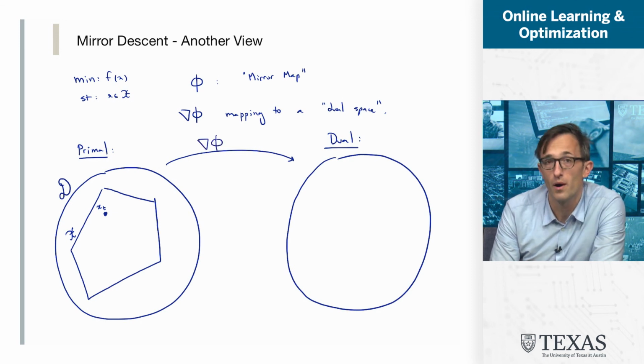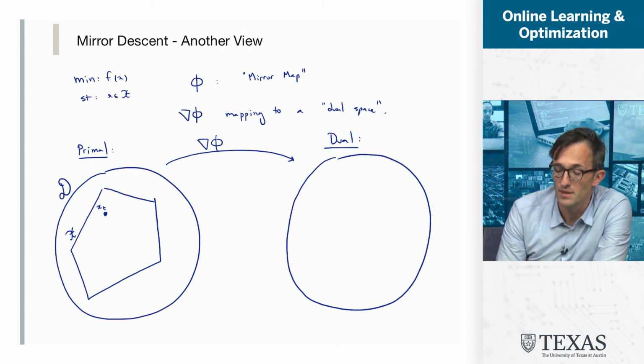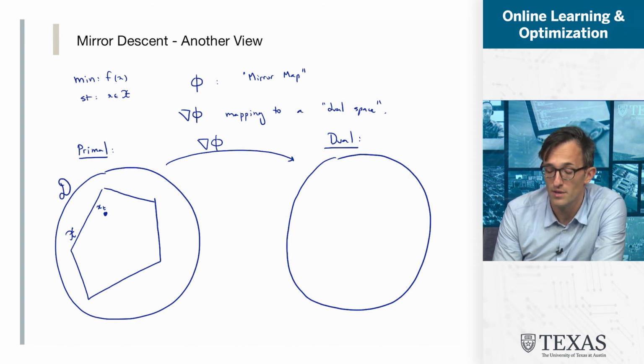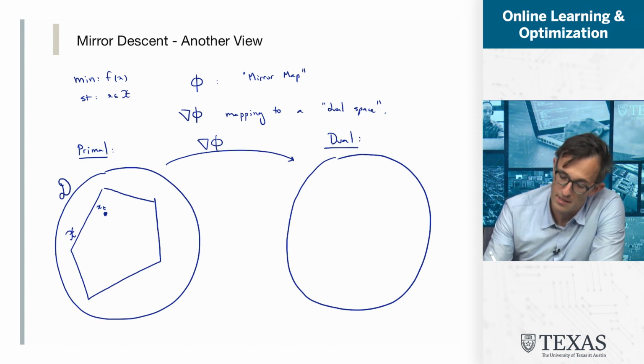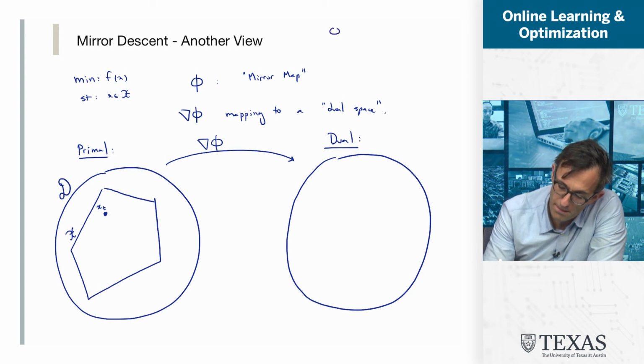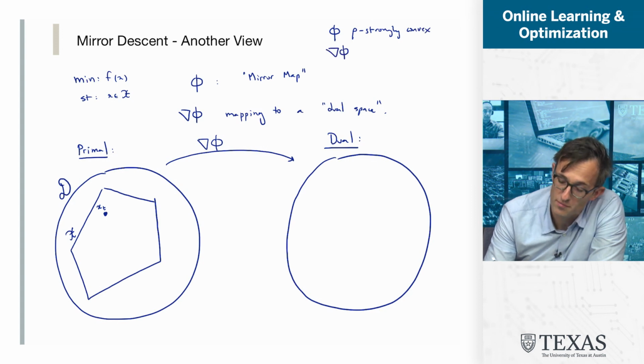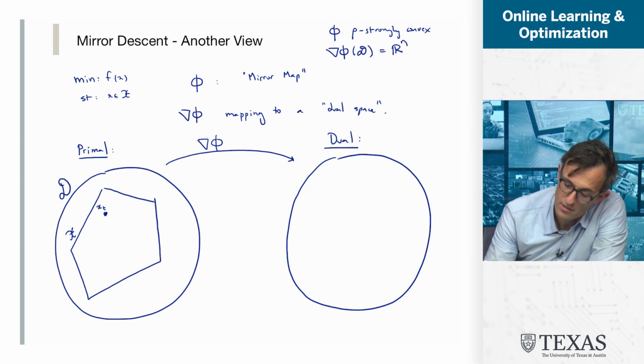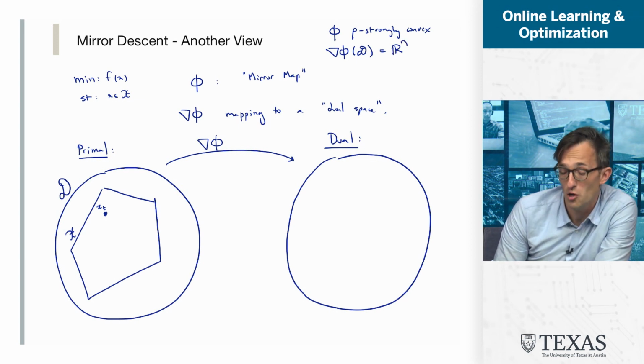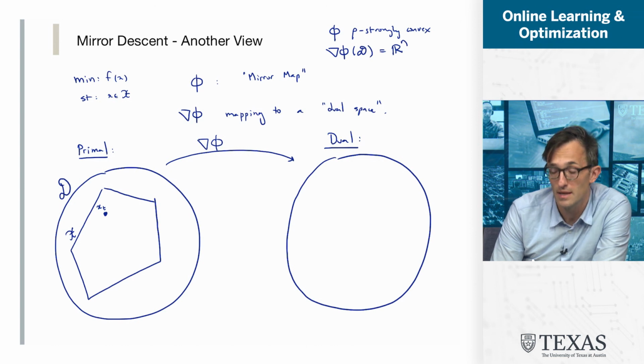And remember that one of the requirements for phi to be a mirror map, which we talked about two lectures ago when we were talking about the proof of mirror descent, is that phi has to be strongly convex with respect to the right norm, of course. And the gradient of phi, this is where this came from, has to be surjective. So in other words, the gradient of phi evaluated on D gets us everything. Any point I choose in the dual, I know had to come from some point in the primal.